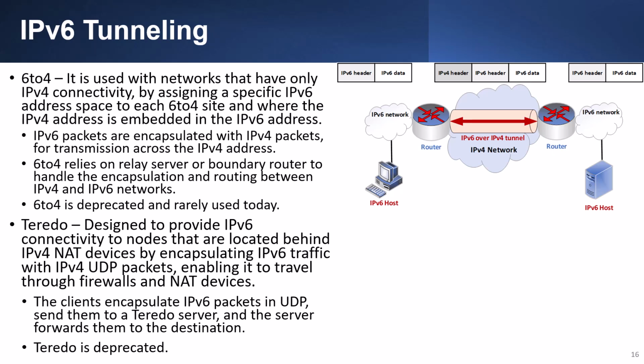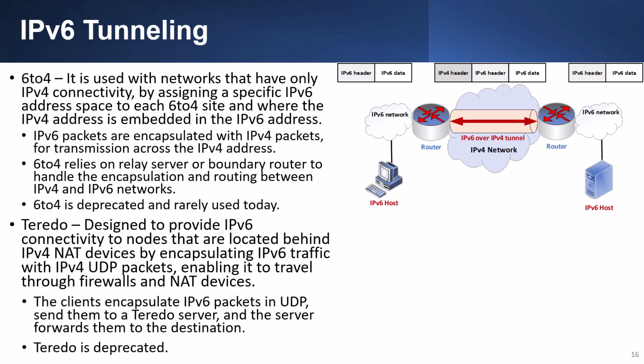6-4 is used with networks that only have IPv4 connectivity by assigning a specific IPv6 address space to each 6-4 site, and where the IPv4 address is embedded in the IPv6 address. IPv6 packets are encapsulated with IPv4 packets for transmission across the IPv4 network. 6-4 relies on a relay server or boundary router to handle the encapsulation and routing between the IPv4 and IPv6 networks. 6-4 is deprecated and rarely used today.